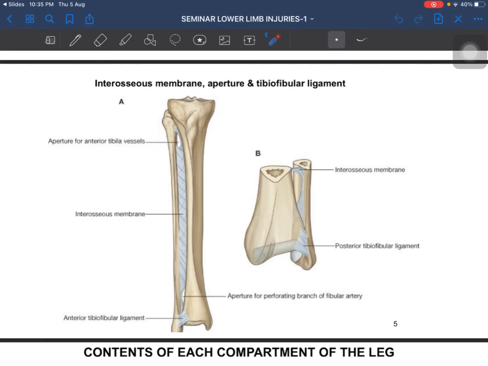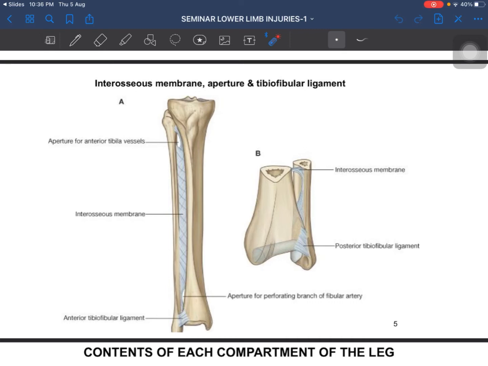The interosseous membrane is attaching the tibia and fibula together. Looking from the anterior view, this is the anterior tibiofibular ligament, connecting the tibia to the fibula. In between, there is an aperture in the interosseous membrane for the flow of the anterior tibial vessels.